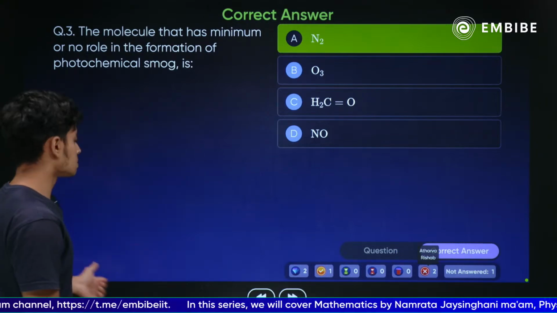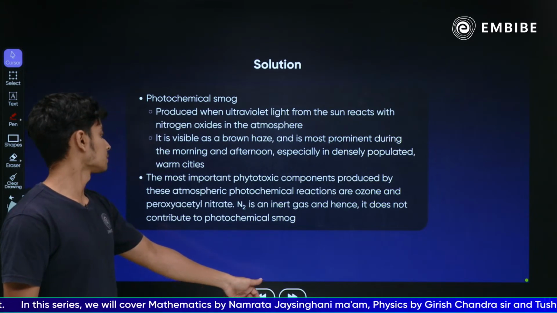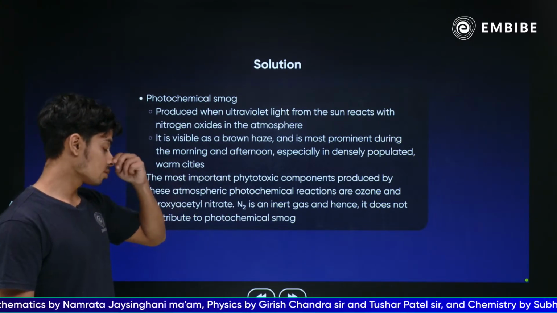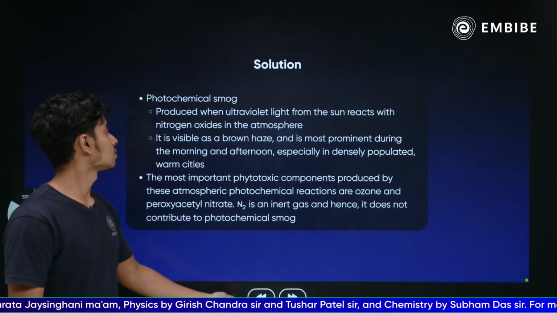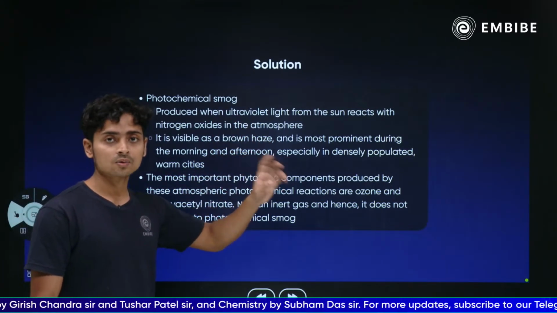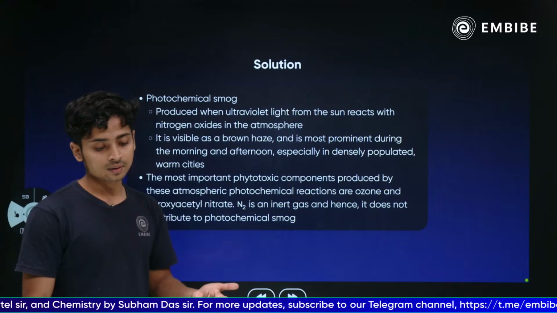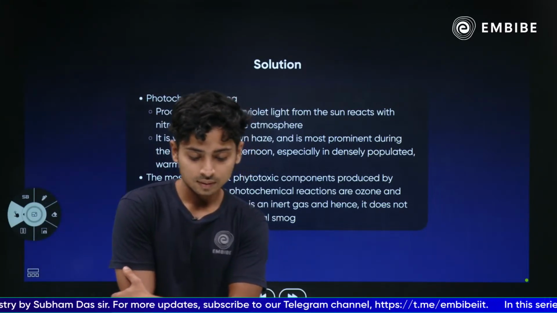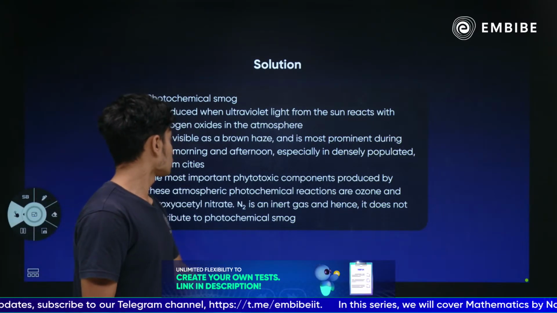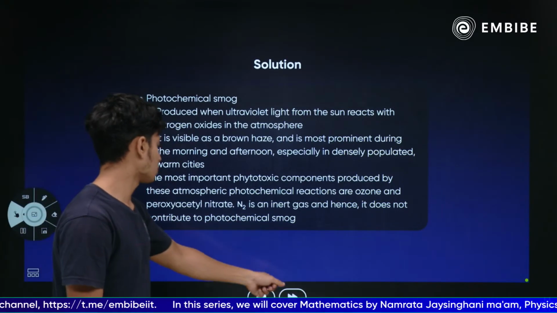The next question that you will see, keep this question on hold. We'll discuss it later. Peroxyacetyl nitrate, PAN, is given. N2 is an inert gas, relatively inert. It does not react that easily. PAN is produced when ultraviolet light from the sun reacts with nitrogen oxides in the atmosphere. The first reaction, NO2 plus hv from sunlight, changes NO2 to nitric oxide and nascent oxygen, uncombined oxygen, O. It is visible as a brown haze and is most prominent during the morning and afternoon, especially in densely populated warm cities.